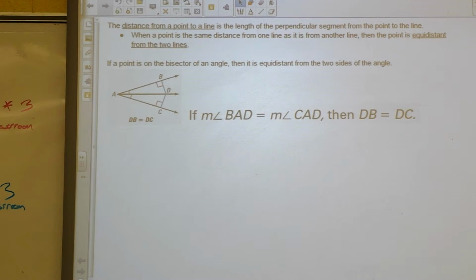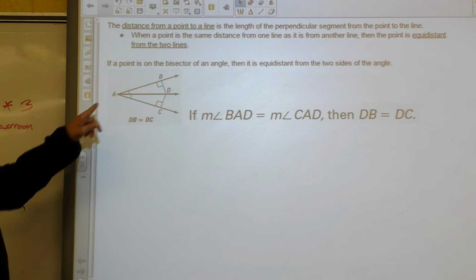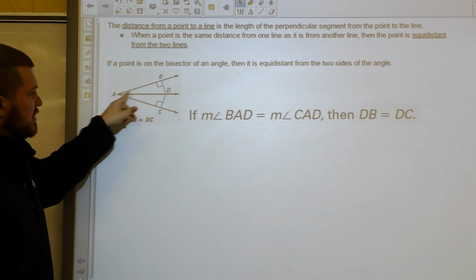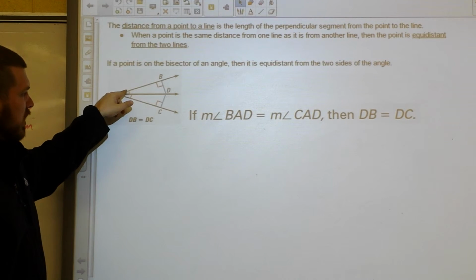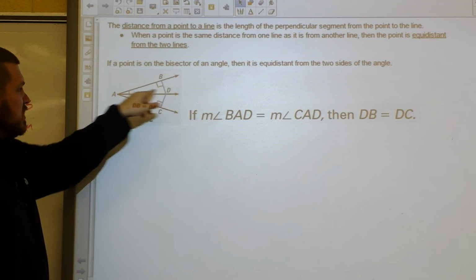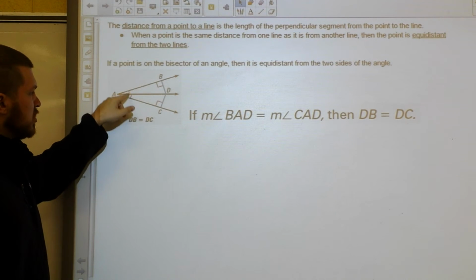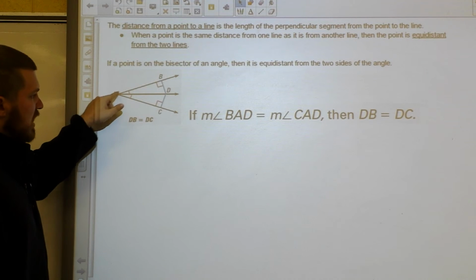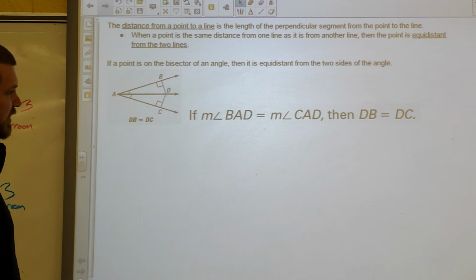The distance from a point to a line is the length of the perpendicular segment to the point on the line. So for instance, when a point is the same distance from one line as it is from another line, then the point's equidistant from the two lines. So here, if a point's on the bisector of an angle, then it's equidistant from the two sides of the angle. For instance, point D is on the bisector of angle A. You can see here in this picture I have angle BAD is congruent to angle DAC. Those two angles are the same, so what this ray AD is doing is cutting angle BAC into two equal parts. It's bisecting it.